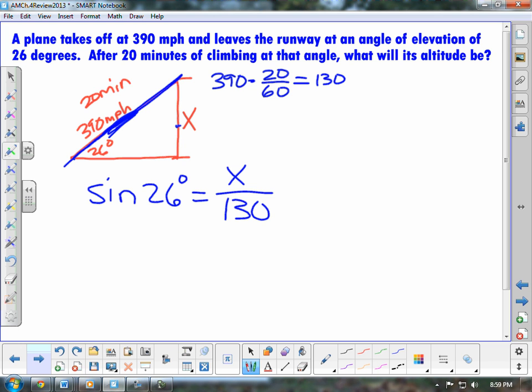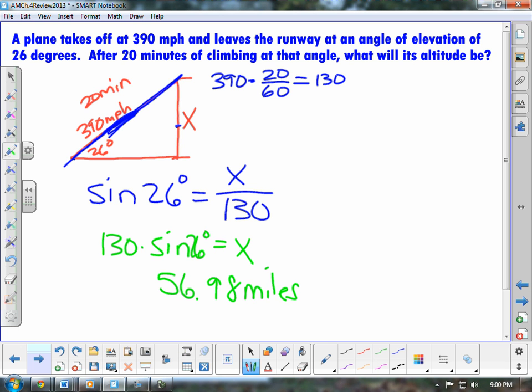Now to solve, you multiply 130 times sine of 26, and you will get 56.98 miles in the air. Probably not realistic, but for the purpose of this question, it'll have to do.